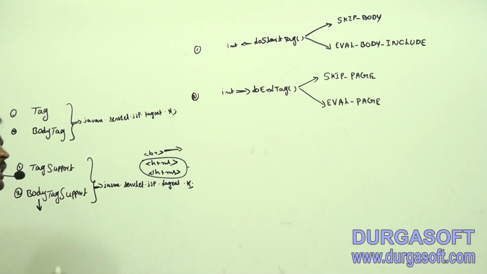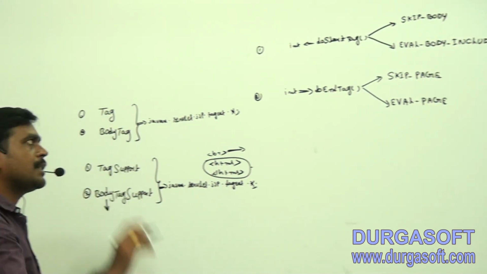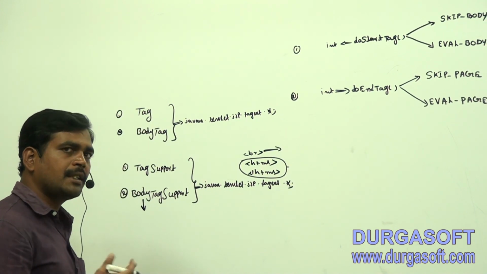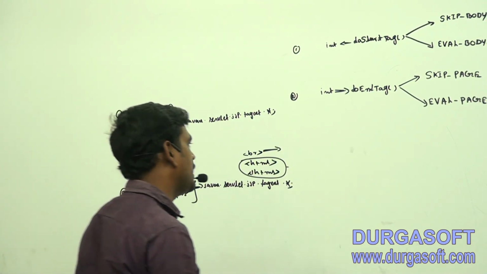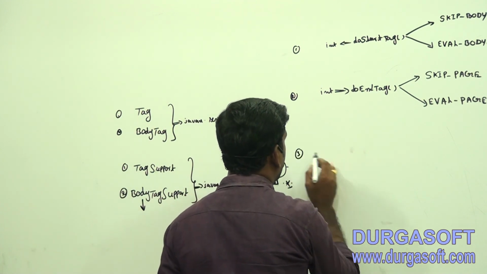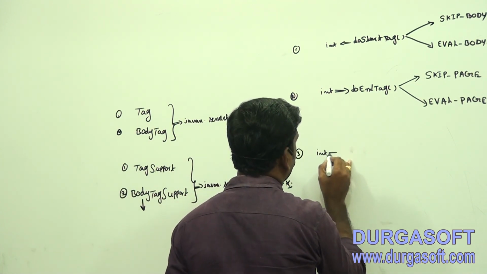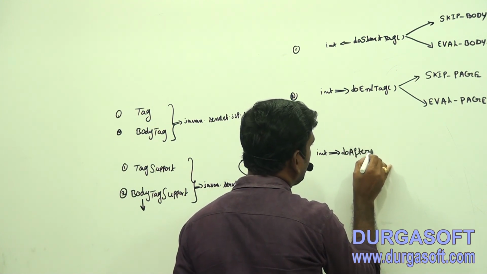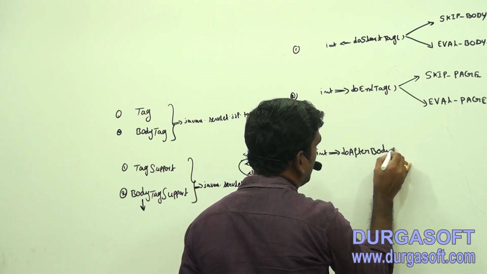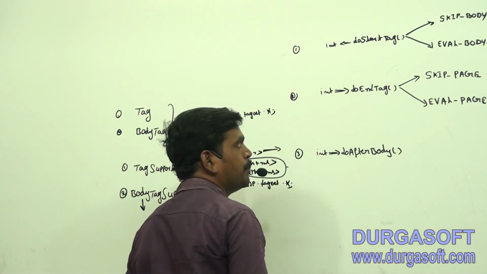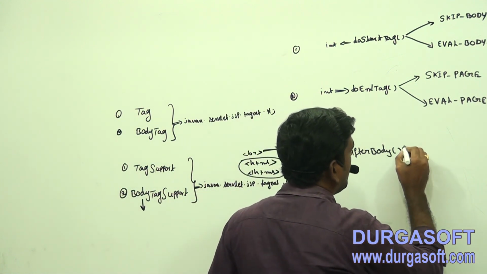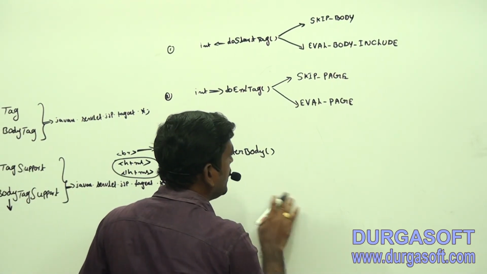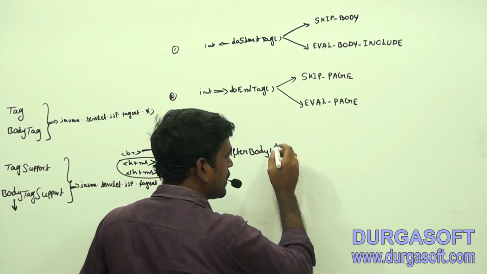Without business logic inside our tag, we can override these two methods by extending the TagSupport class. If we want to write any business logic, then we can take one more method, that is doAfterBody. The return type is also integer. Inside this method only we can write the business logic. So how many times you want to execute that tag, such type of business logic we can write.